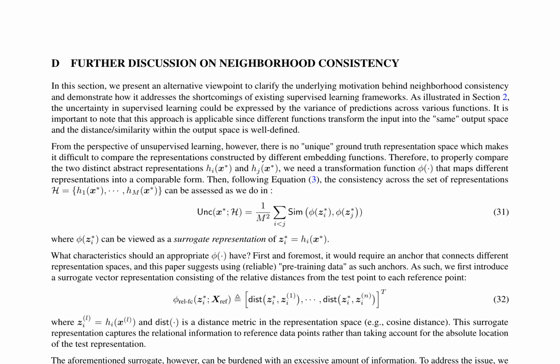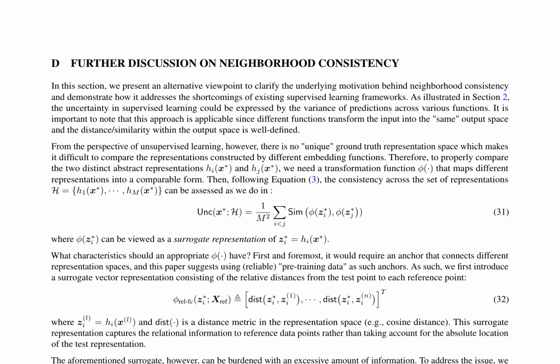data. The authors present an alternative viewpoint on neighborhood consistency, addressing the limitations of existing supervised learning frameworks. They emphasize the importance of comparing abstract representations constructed by different embedding functions in unsupervised learning. To achieve this, a transformation function phi is introduced, mapping different representations into a comparable form. This allows for assessing consistency across a set of representations H using equation 31.